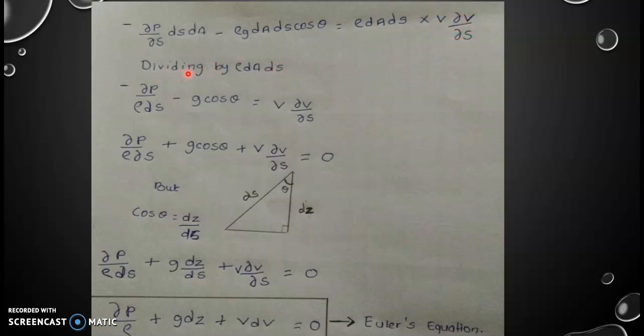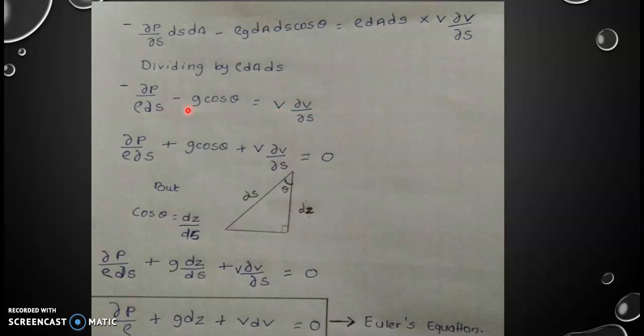Now if you divide this equation by rho dA ds, that is the value of the mass or weight of the fluid element, then ds dA gets cancelled, so what remains is rho. So we'll get minus del P by rho ds minus g cos theta, which is equal to velocity times del v by del s, as rho dA ds gets cancelled.